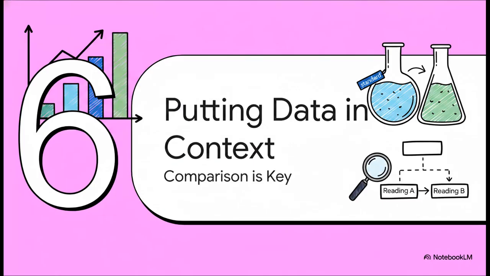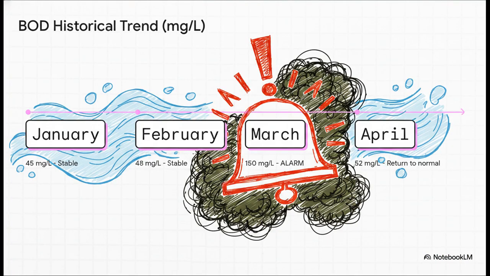And finally, we've come to what is maybe the most important point of all. A number, all by itself on a piece of paper, means, well, it means almost nothing without context. To really unlock its meaning, you have to compare it to something. First, let's talk historical trends.